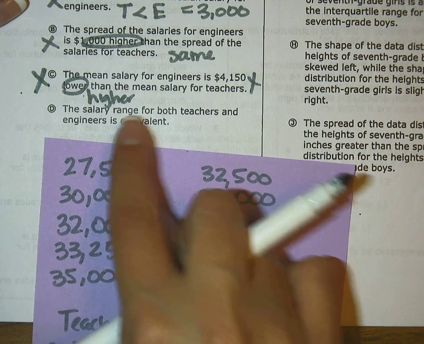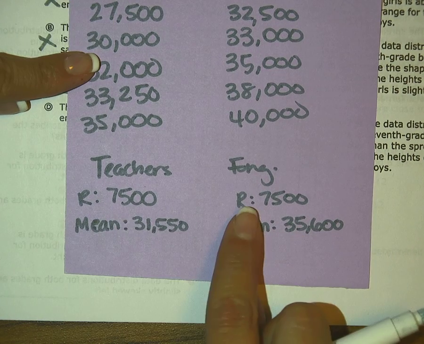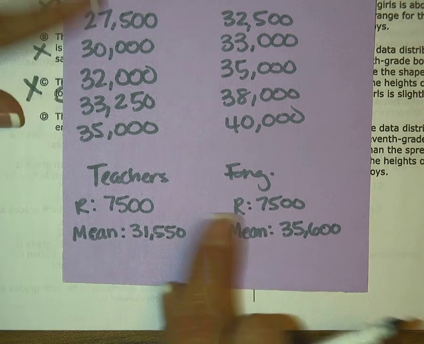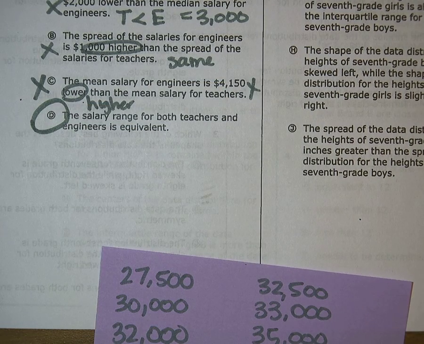And then the salary range for both teachers and engineers is the same. And look, we've already done that. We found the spread, and yes, they are equal. So letter D is my correct answer for that question.